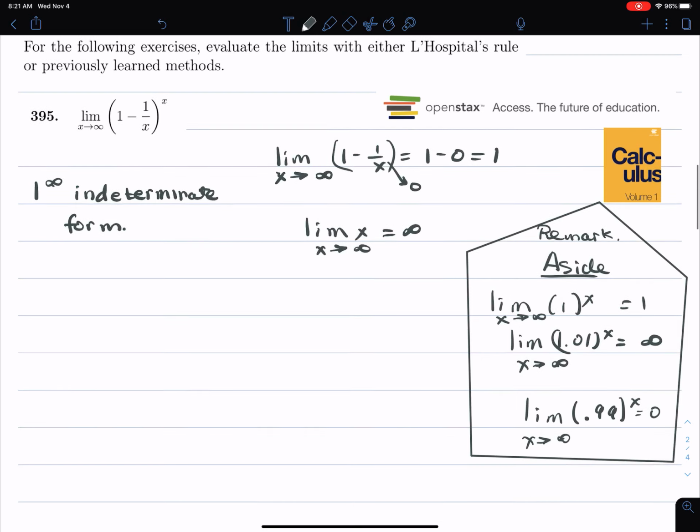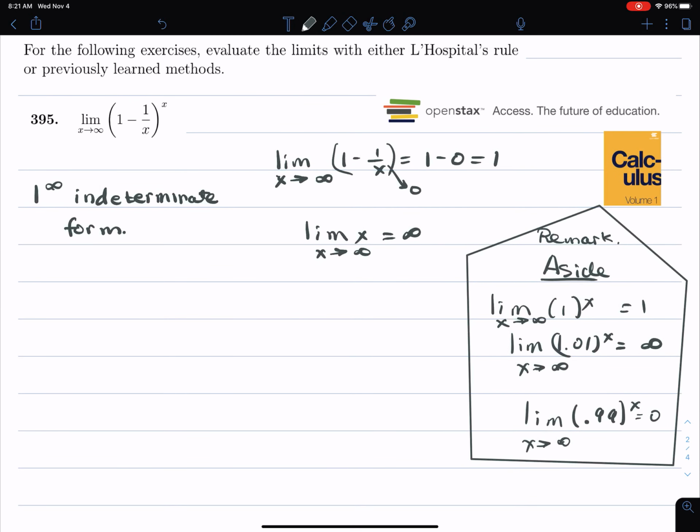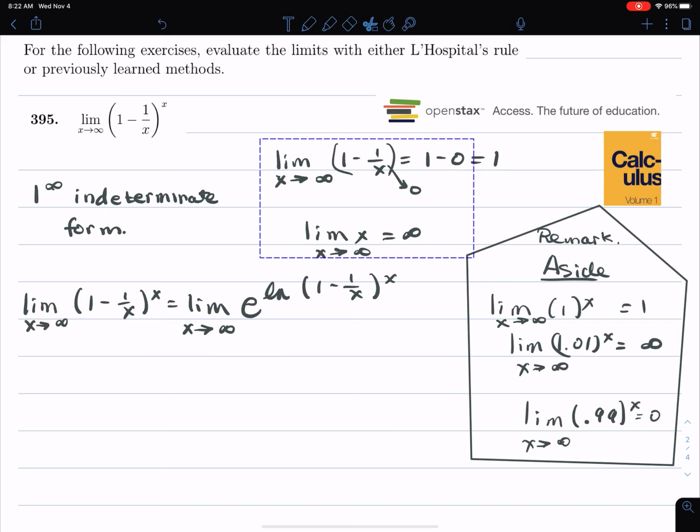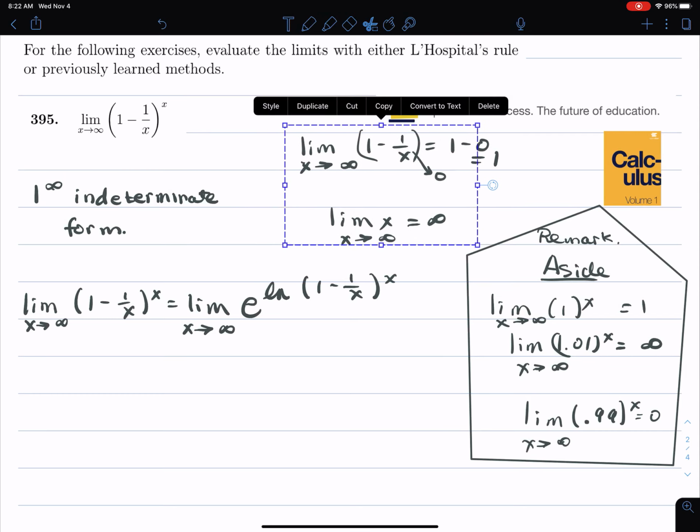So this is just an aside, a remark, to give you a feeling for why this is an indeterminate form. All right, now what I'm going to do for this one is use this little technique, which I'm tempted to call a trick, but I guess that's not really the right way to say it. It's a technique. What I'm going to do is write e to the ln of all this stuff. Why am I going to do that?